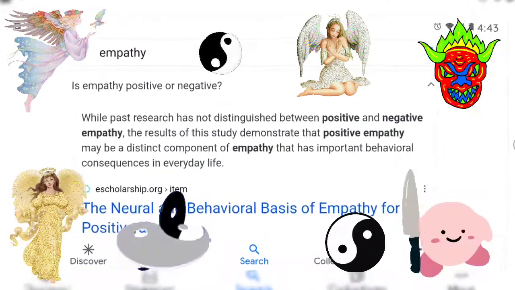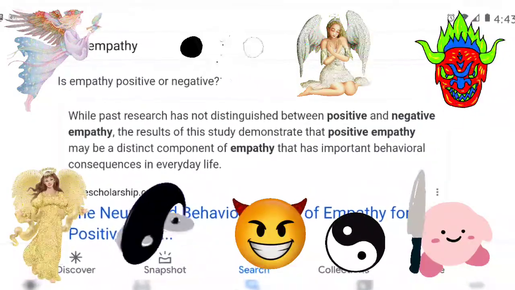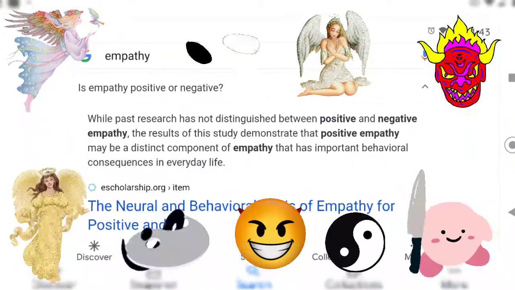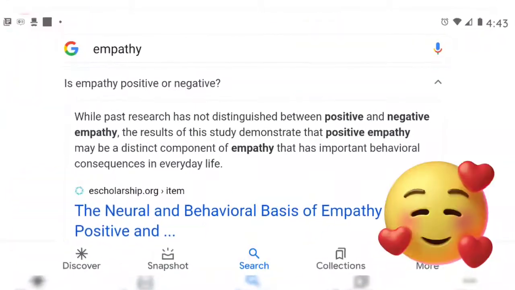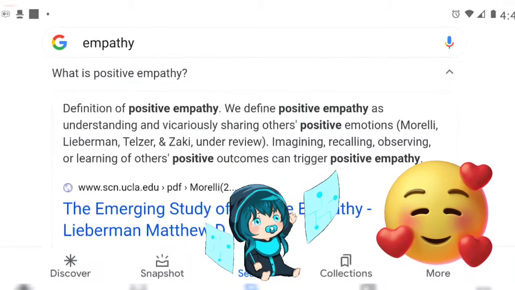Is empathy positive or negative? While past research has not distinguished between positive and negative empathy, the results of this study demonstrate that positive empathy may be a distinct component of empathy that has important behavioral consequences in everyday life.